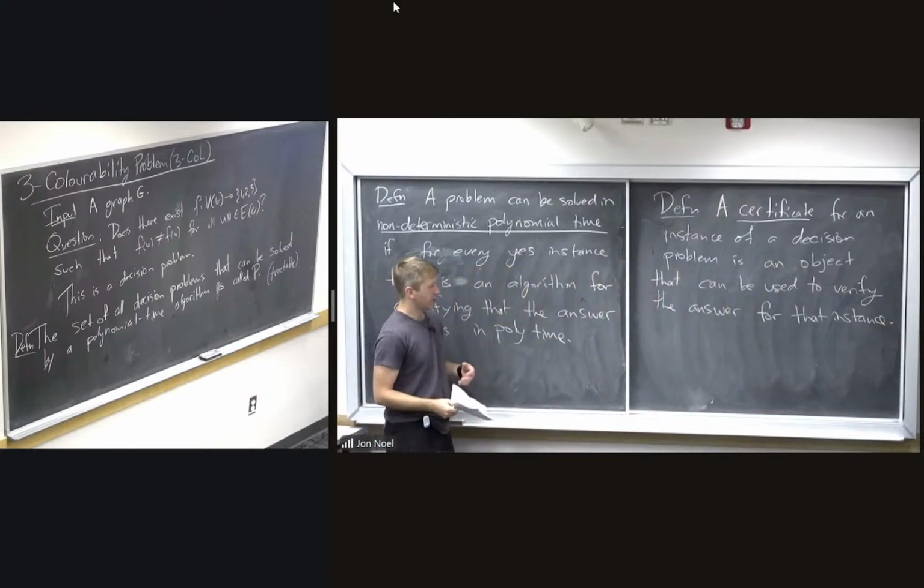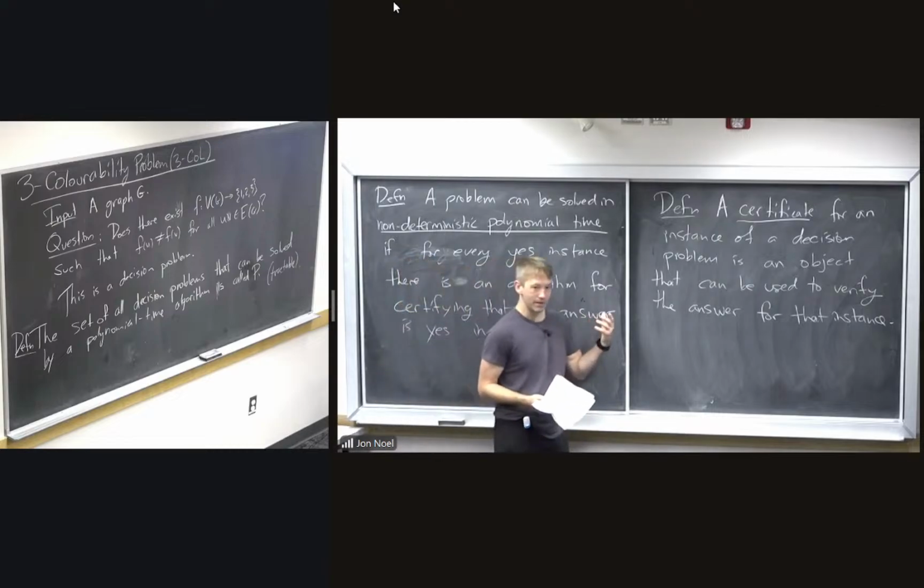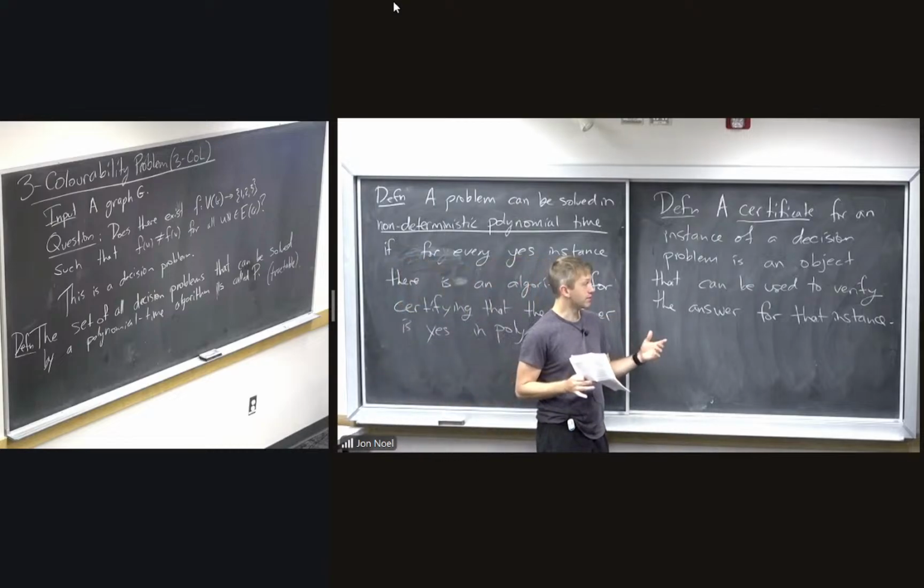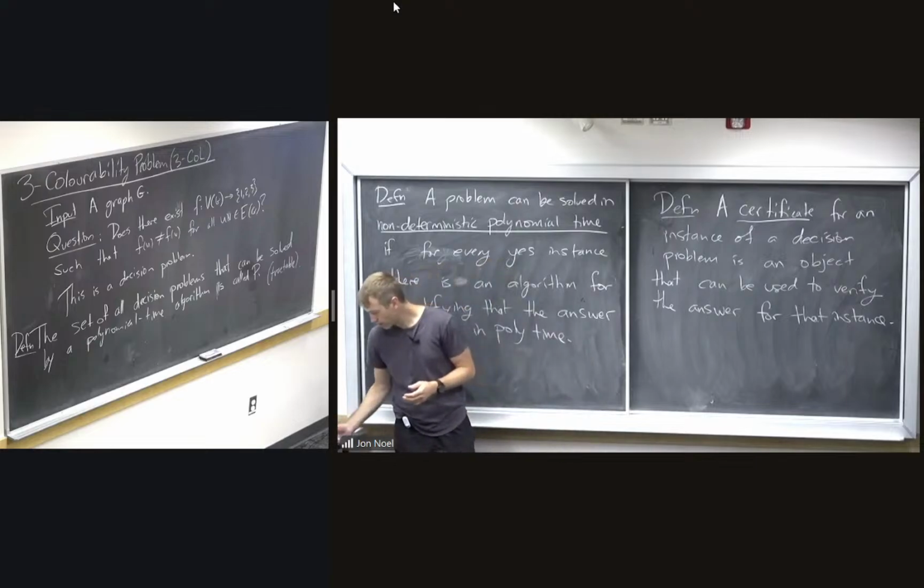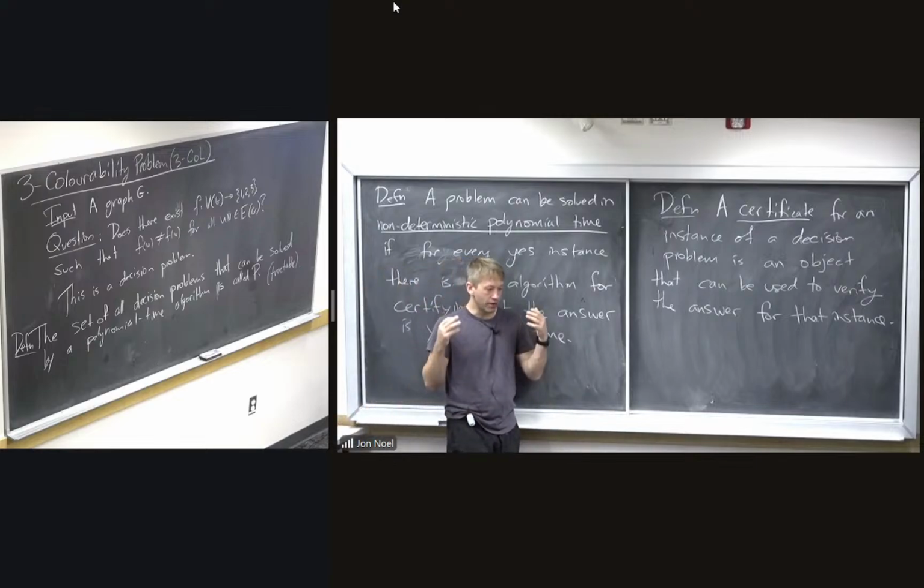This is probably all getting very confusing, so let's step back and think of some examples. If you think of the three colorability problem, suppose there's a graph, and I'm trying to convince you that this graph is a yes instance, that it's three colorable. You're really skeptical. How would I do it?